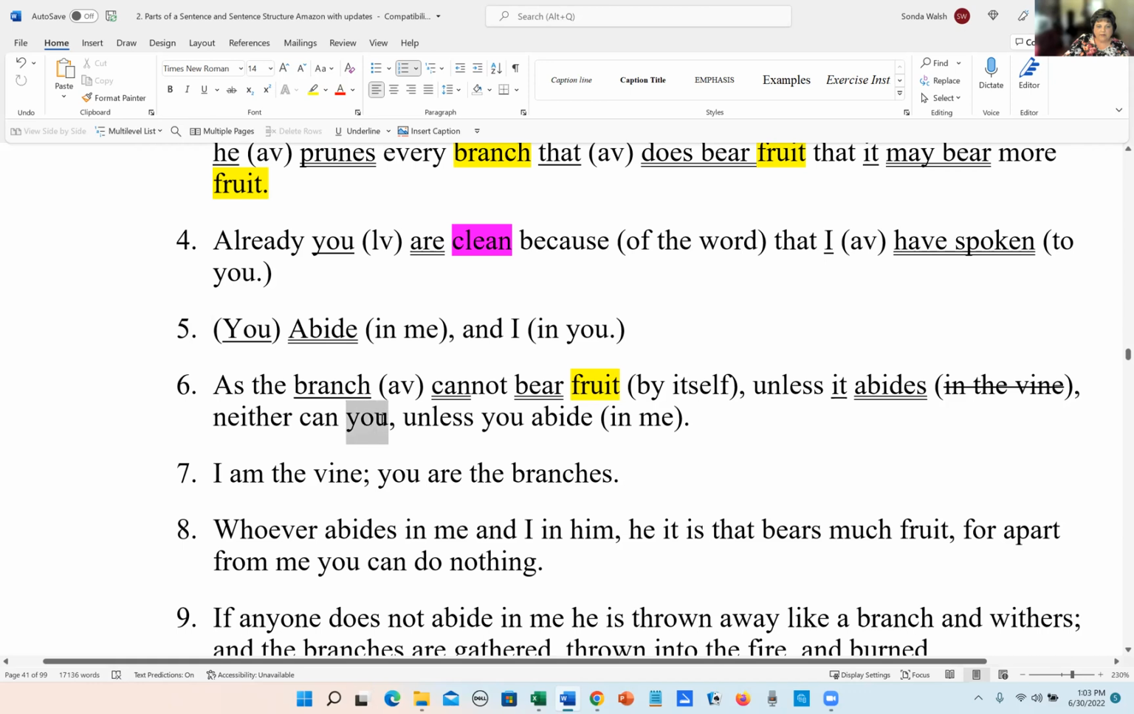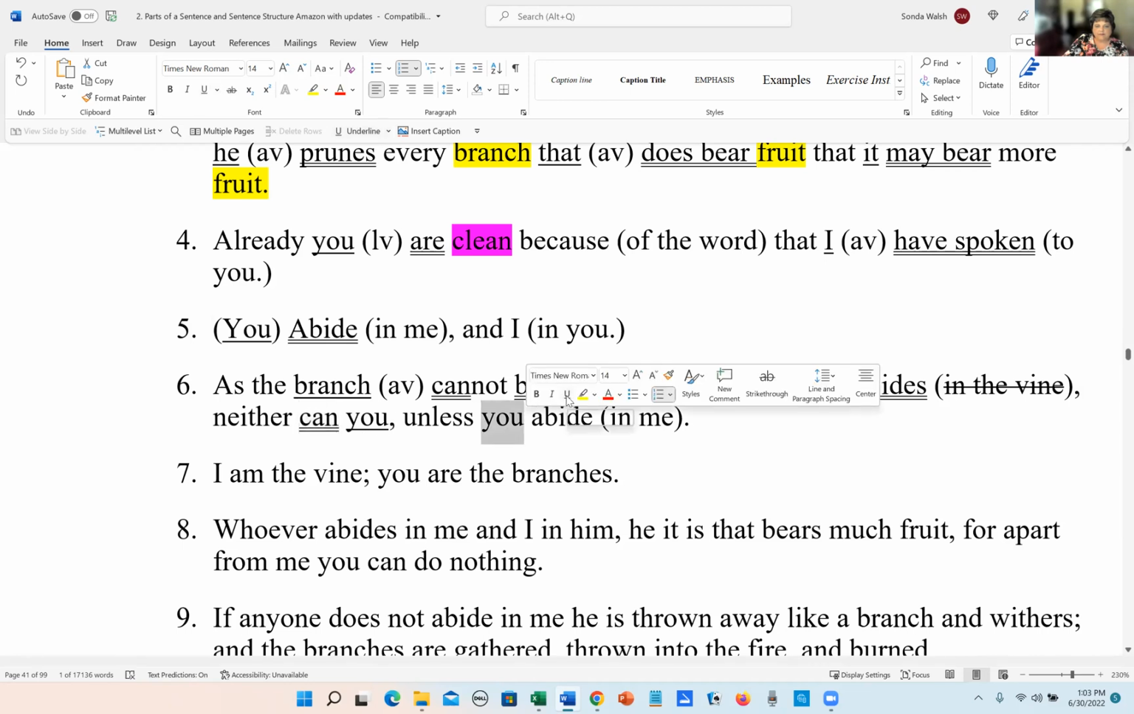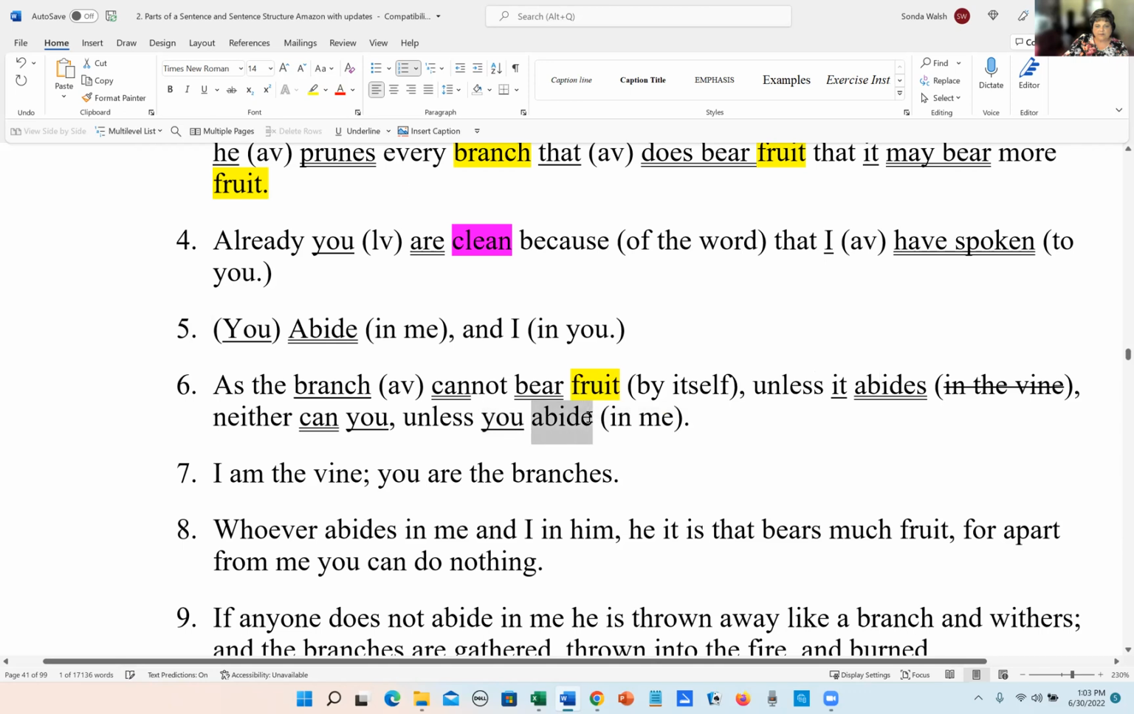And then here we go. You is the subject. Can is a verb. And "neither" is a conjunction, so that's nothing. We have another comma. You is a subject. Abide is the verb. Okay, and "in me" is a prepositional phrase. That's all for that one.